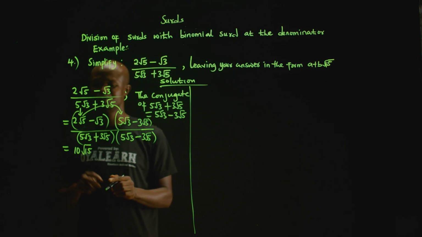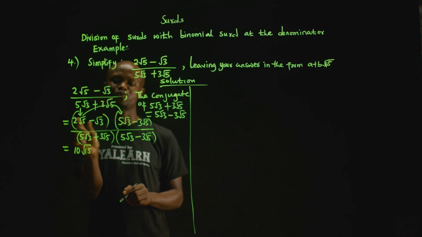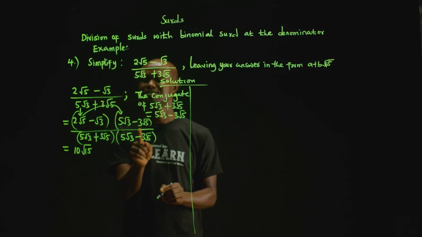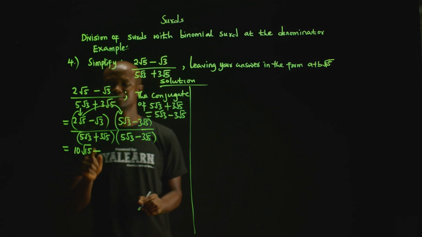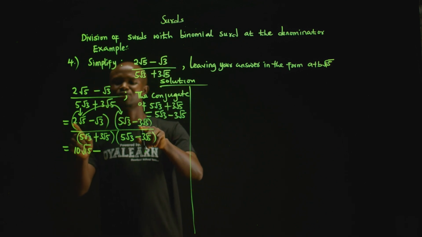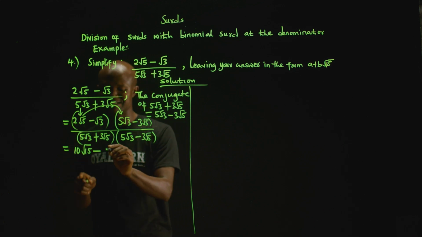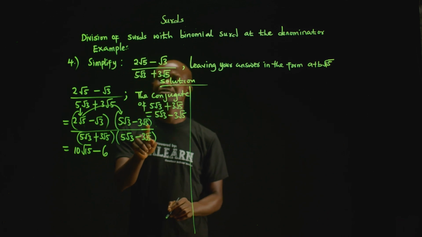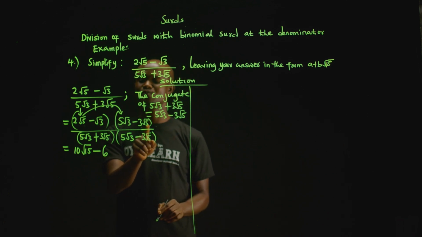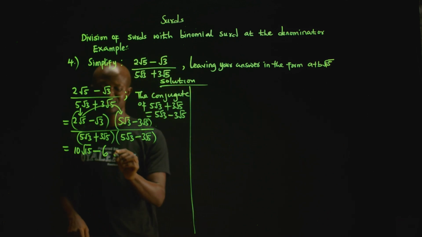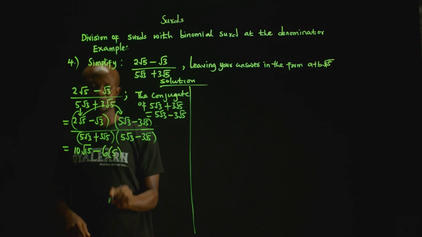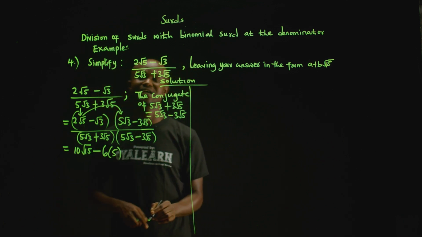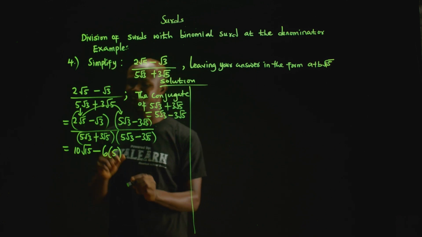Then the same 2 root 5 we are going to use to multiply this. So we have minus, 2 times 3, that is 6. Then root 5 times root 5, that is 5. So here we have minus 6 times 5.